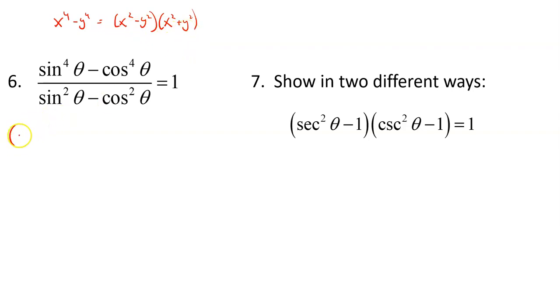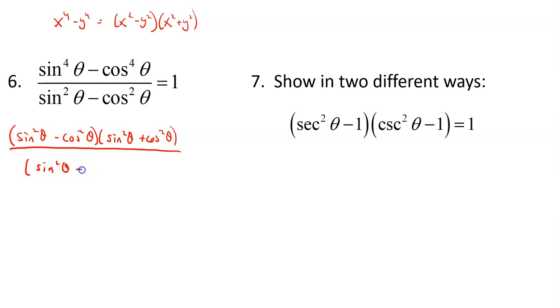So I'm going to do the same thing here, except they're going to have sines and cosines. So I'm going to get sine squared theta minus cosine squared theta times sine squared theta plus cosine squared theta. And then on the bottom, I've still got my sine squared theta minus cosine squared theta.